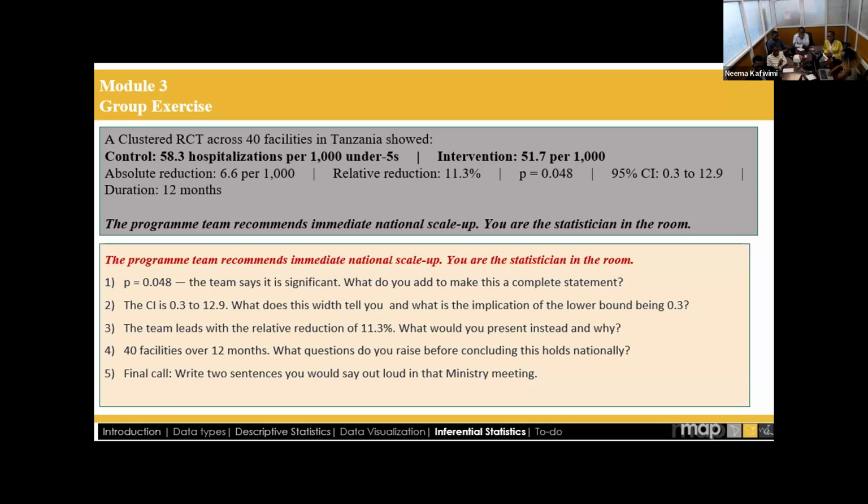The program team recommends immediate national scale-up, and you are the statistician. What are you going to do? Question number 1. The p-value is 0.048. The team says it is significant. What do you add to make this a complete statement?